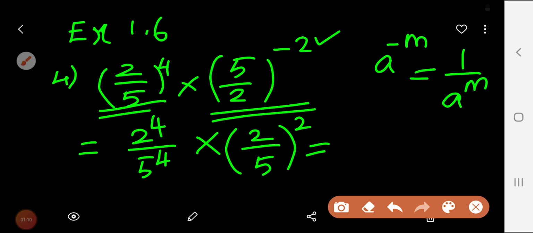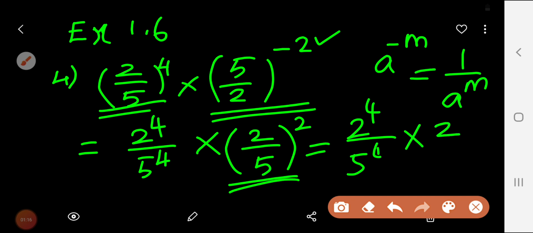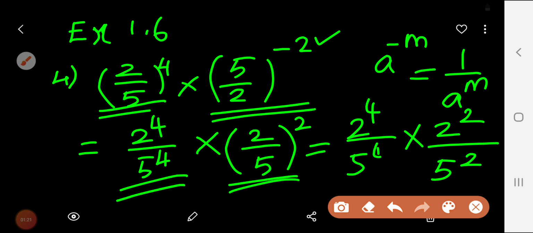Now we can write the second term. The first term we have to keep as it is. We have to write the second term as 2 power 2 divided by 5 power 2. Same procedure that we did here, the same thing we have to do. That is, we have to take the power to the numerator and the denominator separately.